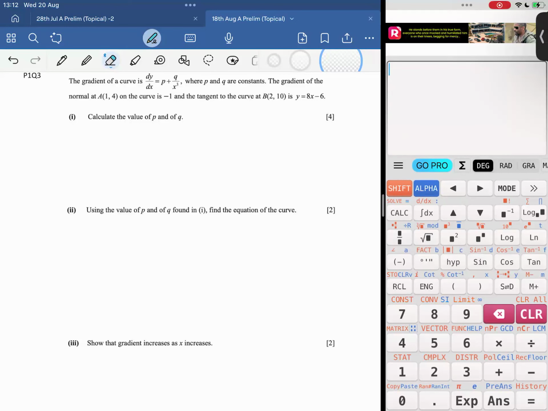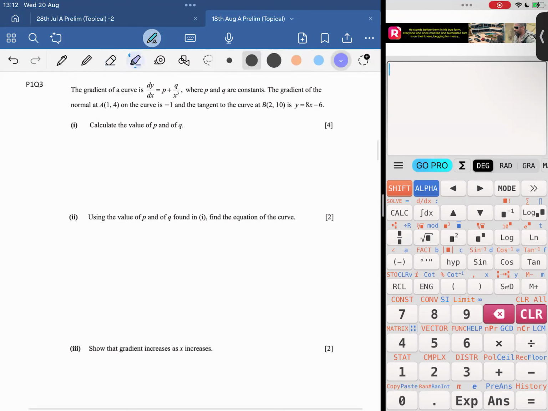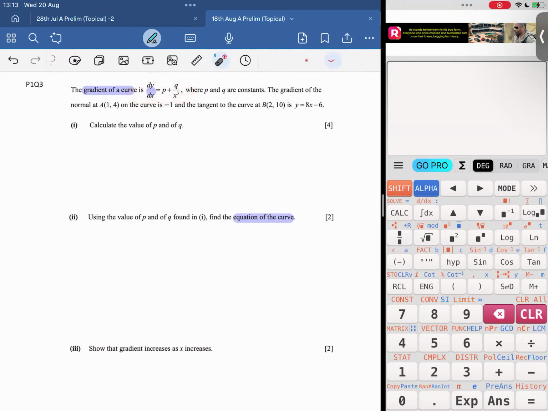Okay, let's look at one of the typical integration questions, where the gradient of the curve is given to you. Then after that, you probably need to find the equation of the curve. All right, typical. Let's start with this one first because we have the gradient of the curve given in this particular expression.